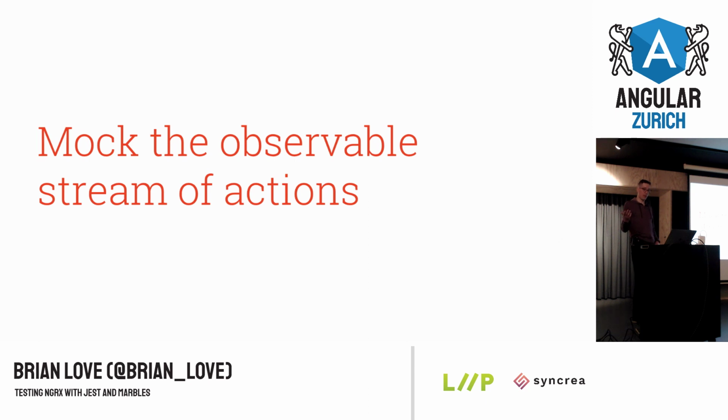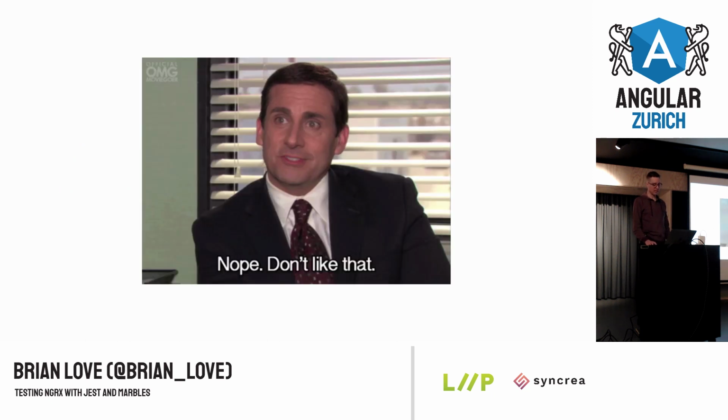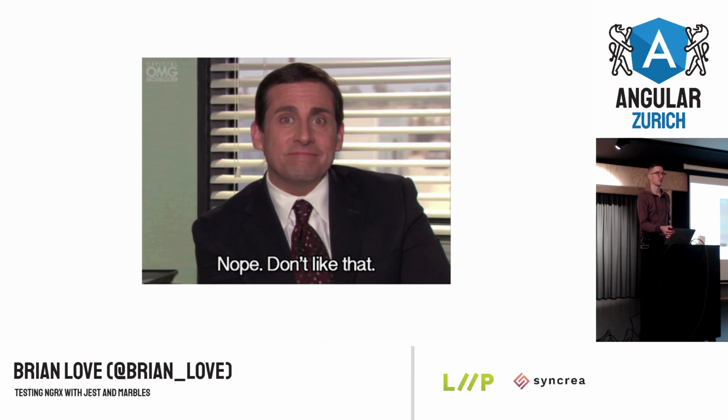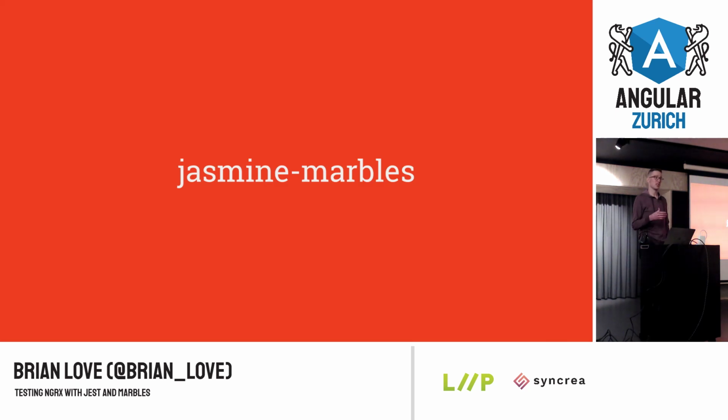So sounds pretty easy, right? I mean, all we got to do is mock these observable streams of actions. I mean, they're asynchronous. We'll just have to kind of figure that out, right? Yeah, so it's kind of hard if you try to do it without marbles. I would suggest you probably not even try. So what we're going to be using is a package called Jasmine Marbles.